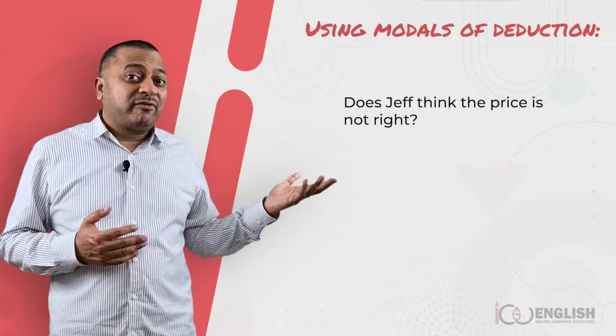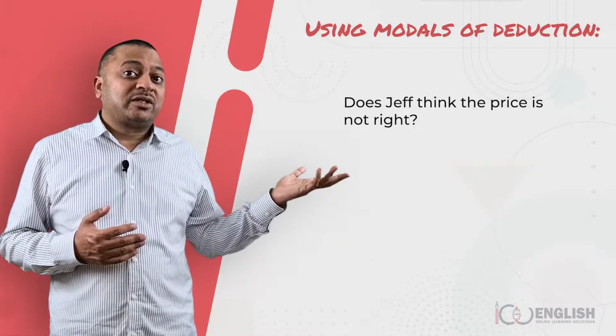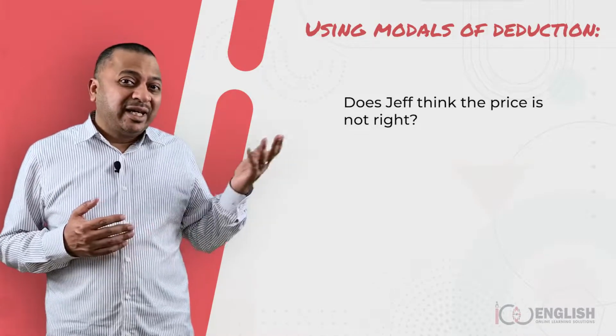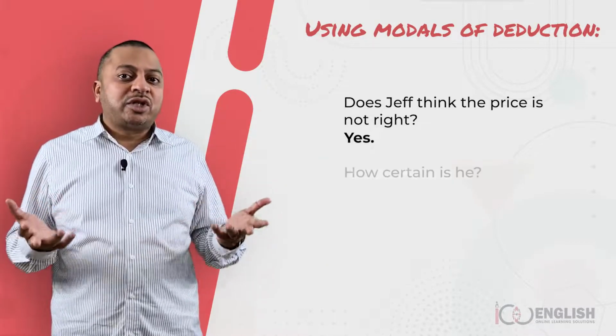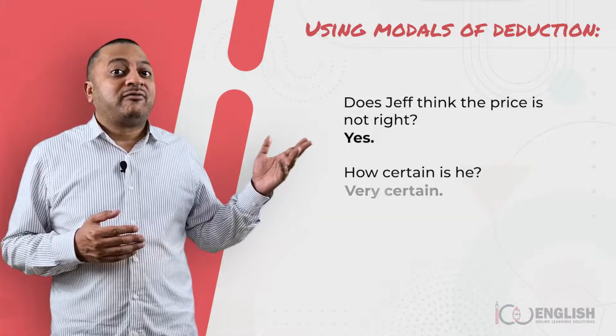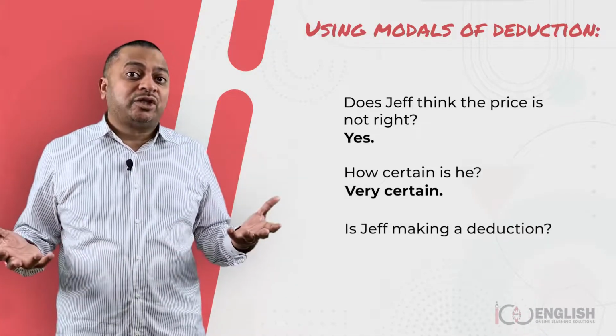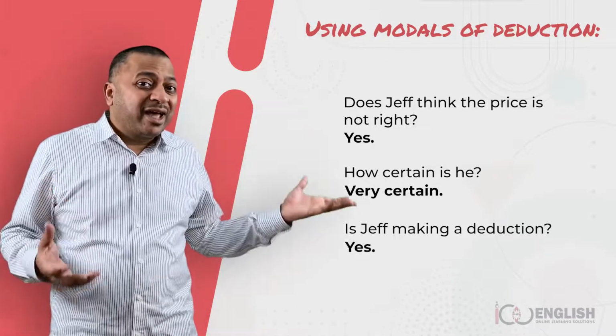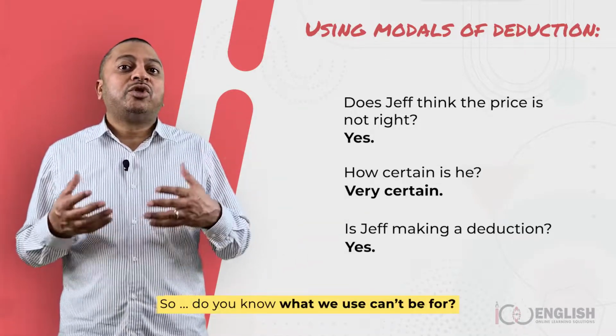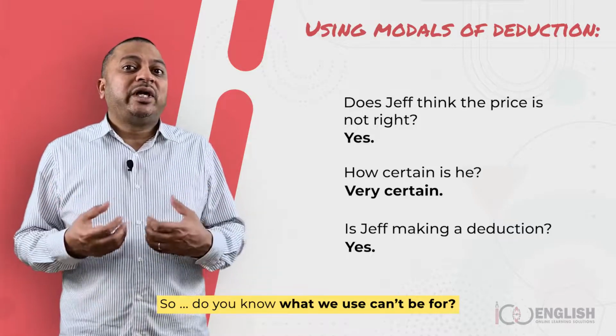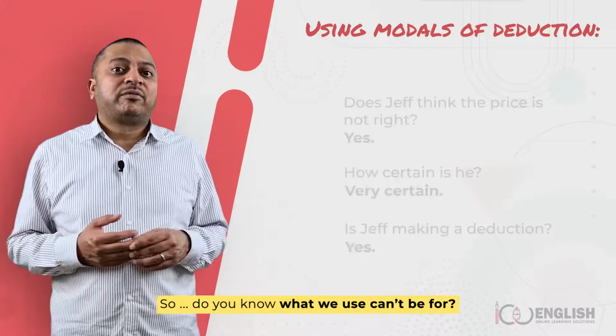Does Jeff think the price is not right? Yes. How certain is he? Very certain. Is Jeff making a deduction? Yes. So, do you know what we use can't be for?